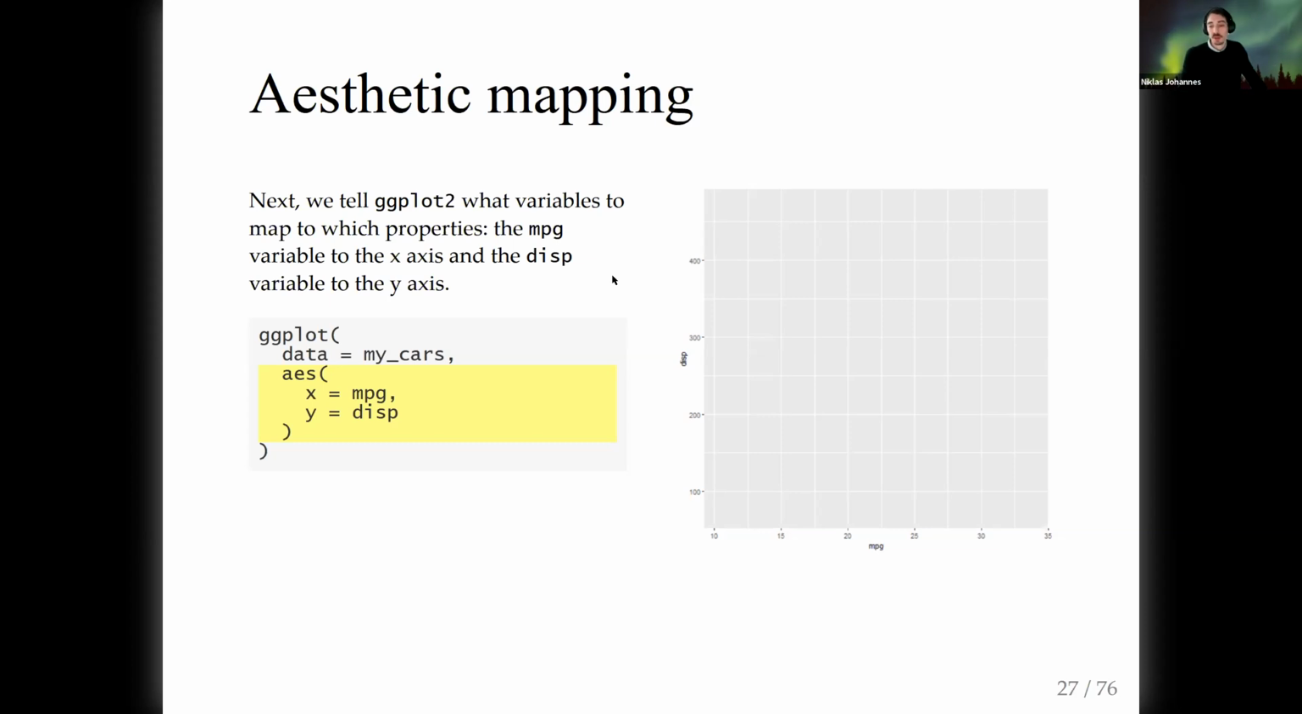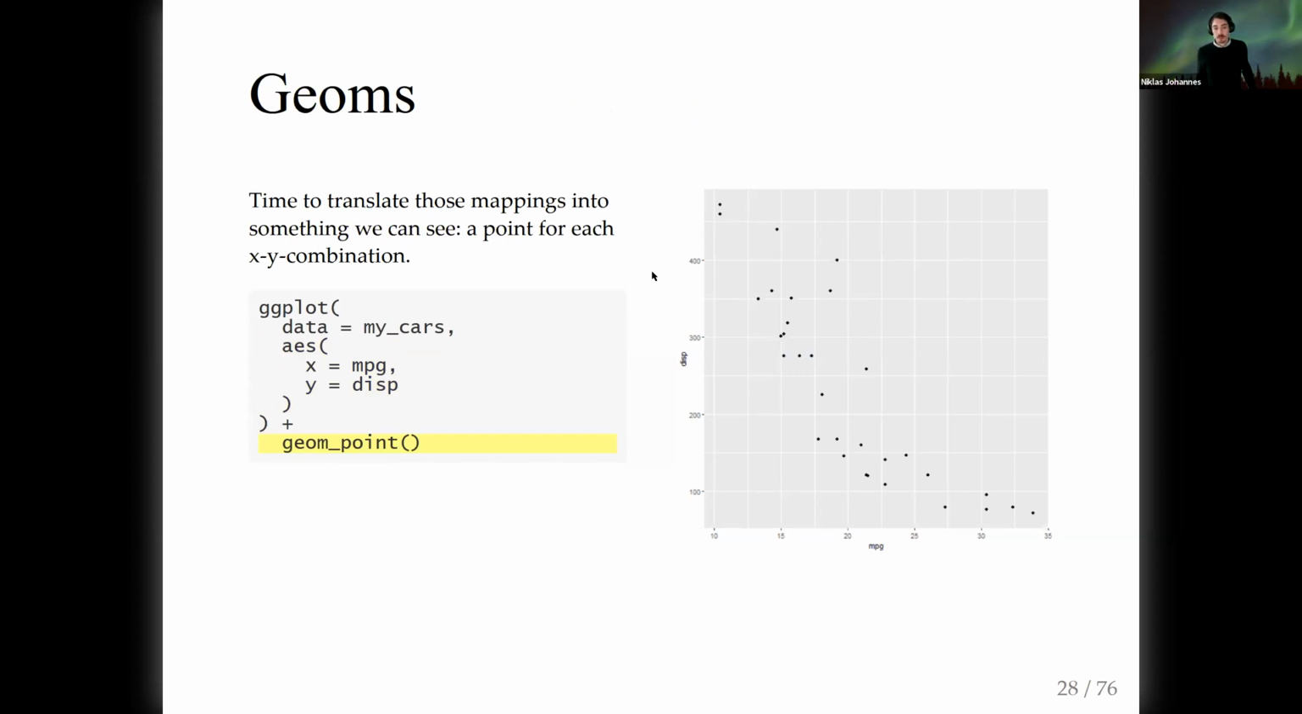Because at this point, all we've done is tell ggplot what data to use and how these data should be mapped to aesthetic properties of the graph. And that's exactly what ggplot does. It follows our commands to the letter because it creates an x and a y-axis, but it doesn't fill it with anything because we haven't told it yet to fill it with anything. That's what we do in the next step.